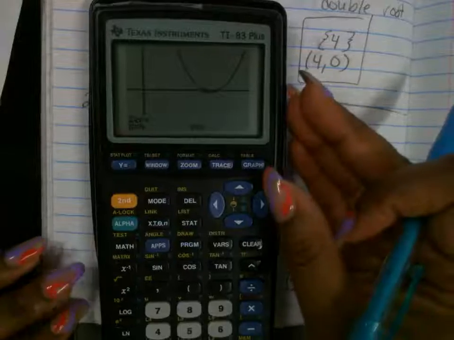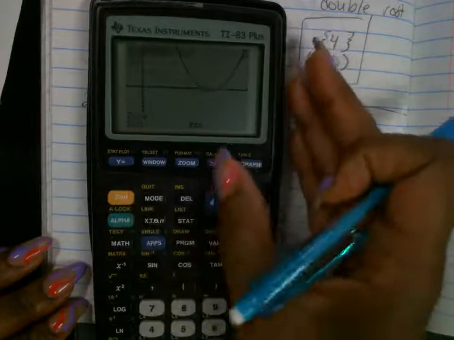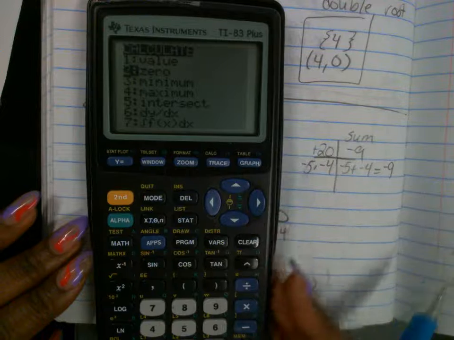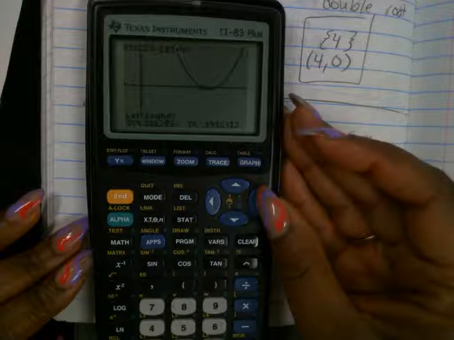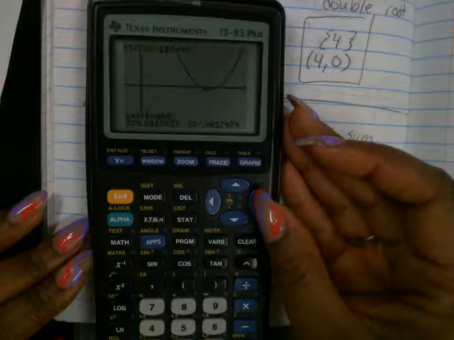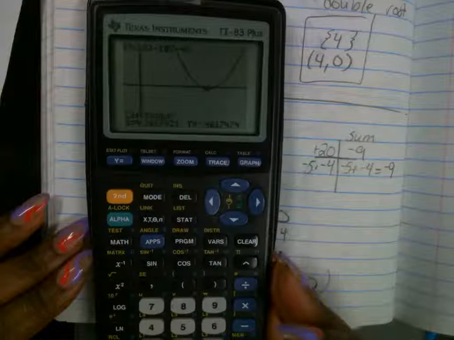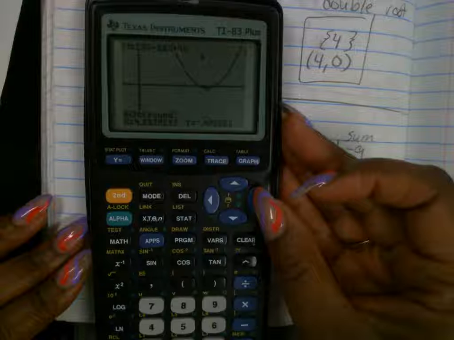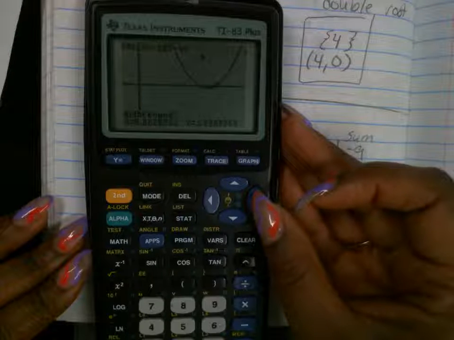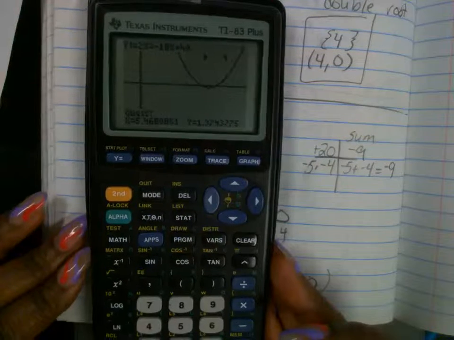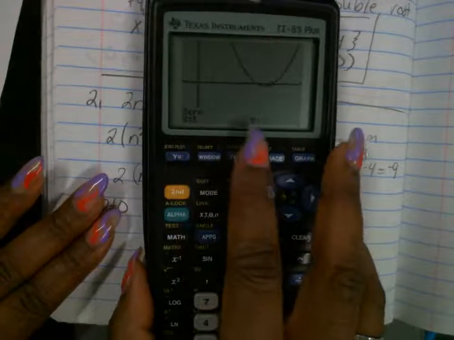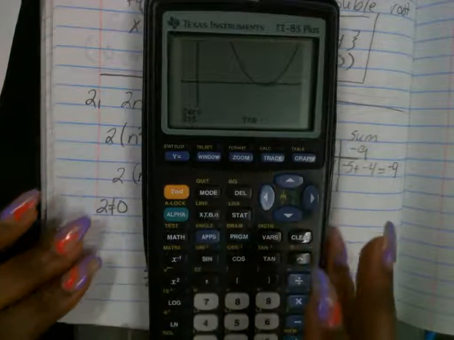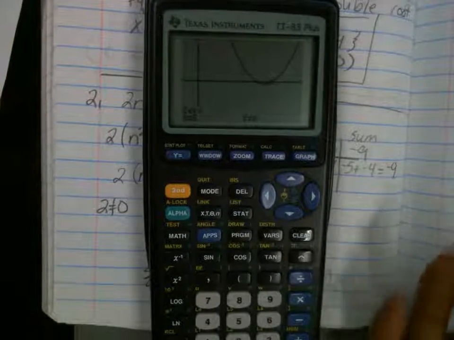Let's look at the next one. So press second trace again. Go down to 0. And let's do the other side this time. So left side, we're going to get under the line. Enter. And then we're going to go above the line. Enter. And then enter again. And you see how we get 5, 0. Yeah. If you're lost, just say you're lost and I'll do it again.